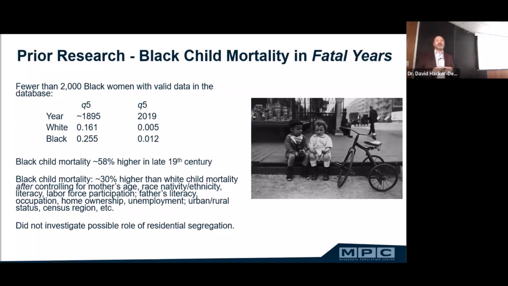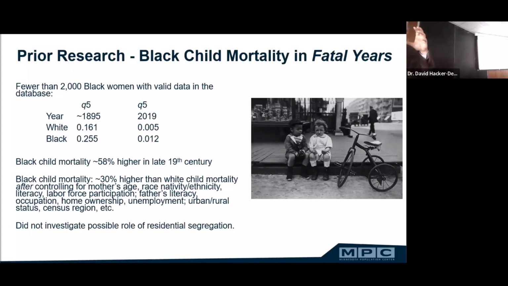1895, the white population, that's again Q5, proportion of children dying before age 5. So about 16% of white children were deceased by age 5. 25%, more than a quarter of Black children were deceased before the age of 5. And just to give you a reference from 2019, 0.5%, so very small percentages, right? Black children have 58% higher risk of mortality.